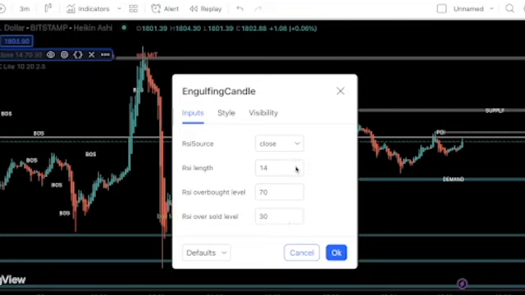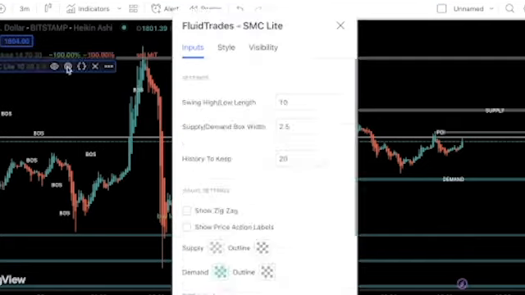The RSI length needs to be 14, the overbought level needs to be 70, and the oversold level needs to be 30. Now, if you don't understand what any of these mean, it's okay, there's no need to worry, just make sure you copy the exact settings so everything works accordingly. Again, make sure these settings are correct for the Fluid Trades SMC Lite, and I will explain how these indicators work in a simple format so you can start to understand. Even if you're a beginner, this strategy is simple to learn and use.